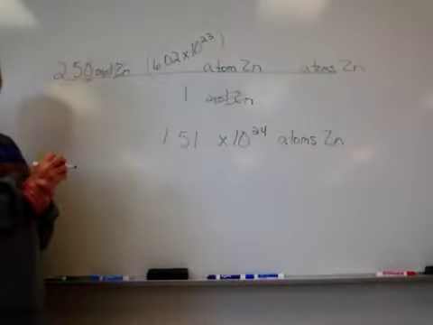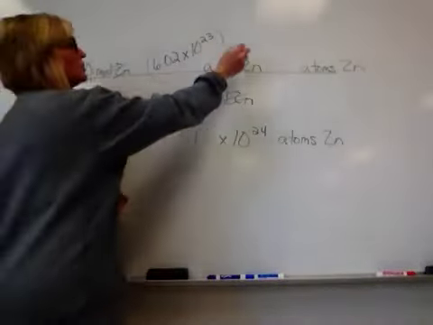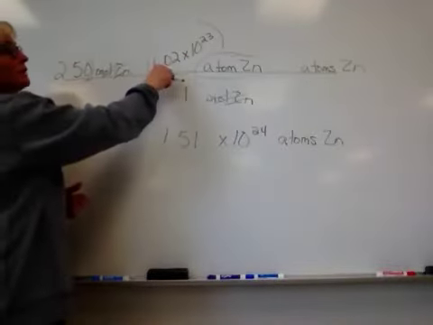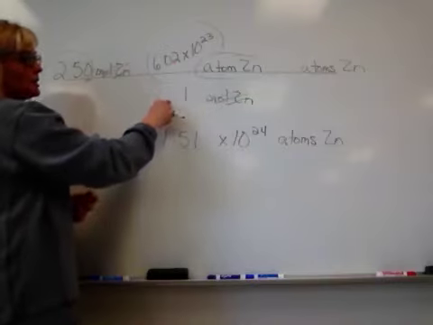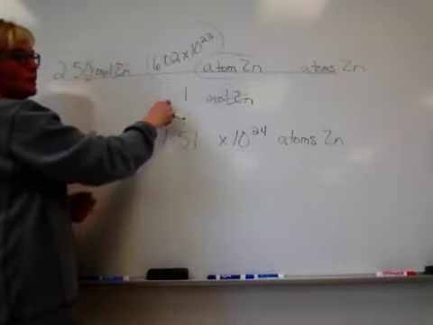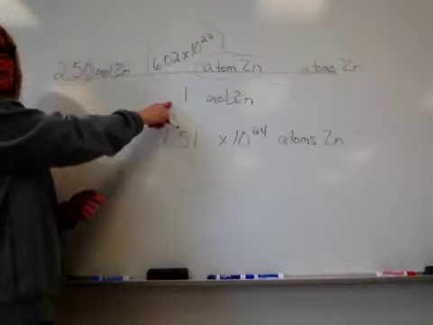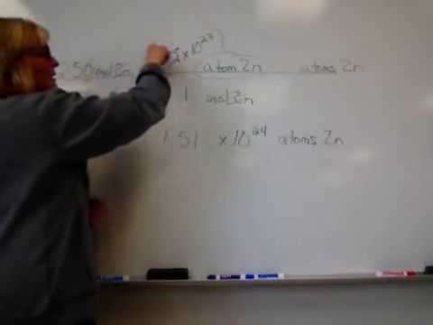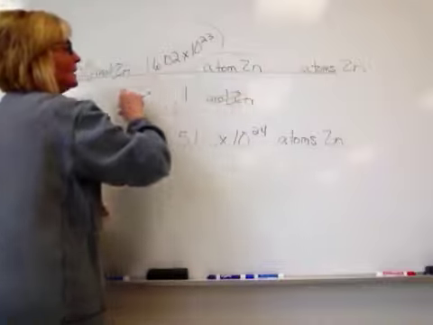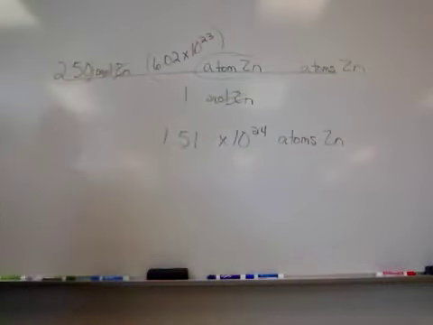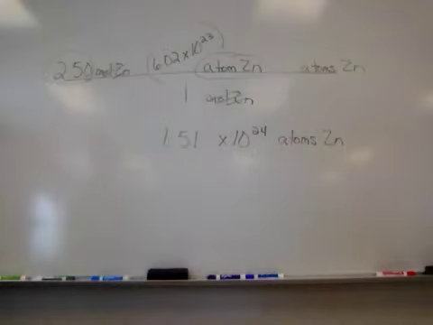Whatever I am looking for should be at the top. If I had a 1 on the top and my 6.02 times 10 to the 23rd on the bottom, what would I do with my 6.02 times 10 to the 23rd? Anything on the top, you multiply. Anything on the bottom, you divide. So try number 2.